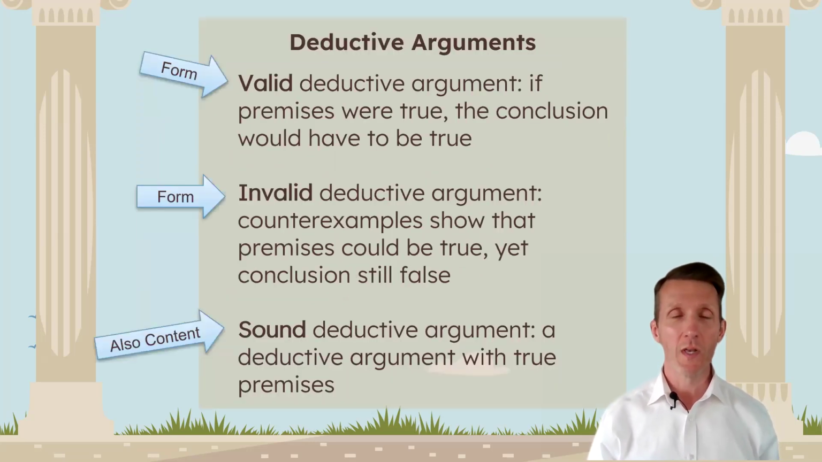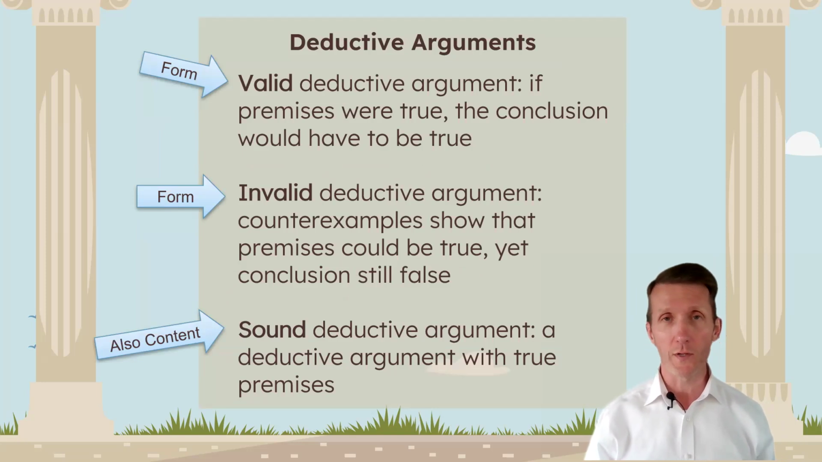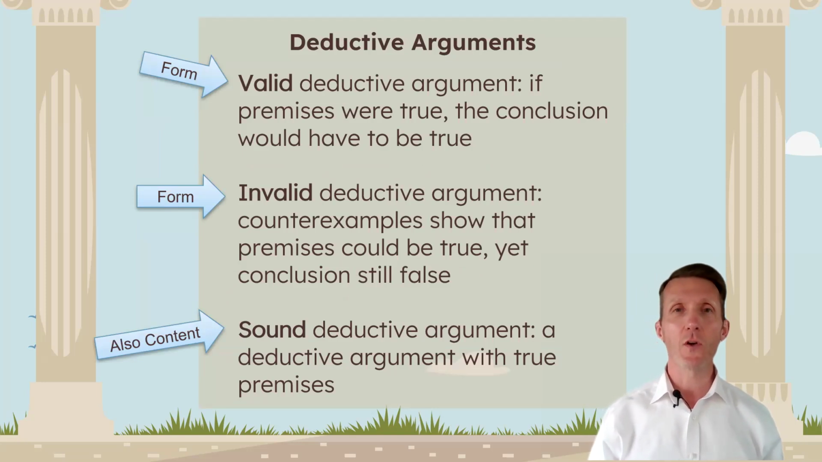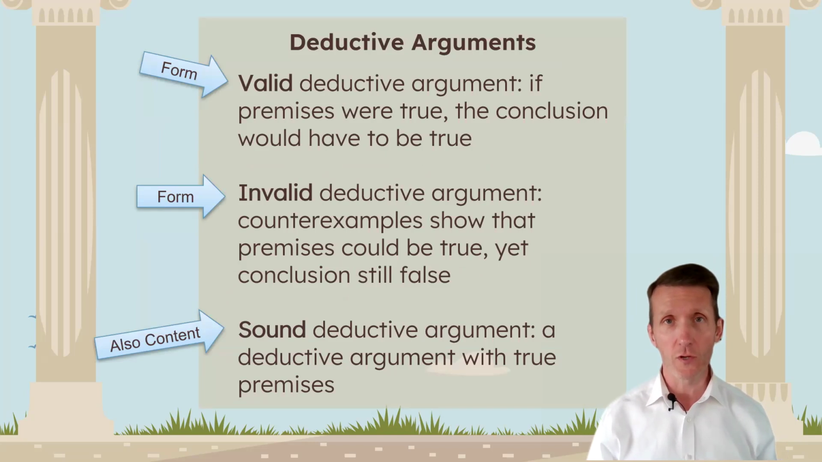Now remember that these terms, valid, invalid, sound, and also strong, weak, and cogent, which we'll talk about when we get to inductive arguments in a minute, are technical terms used in a special sense. So make sure you understand these technical definitions, because these words are thrown around in everyday conversation to describe arguments that we may or may not have good reason to believe, but in academic philosophy, they mean something very special within the context of logic.